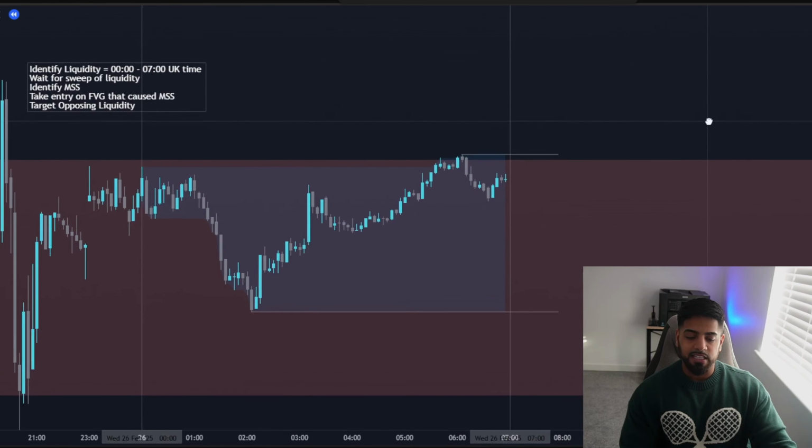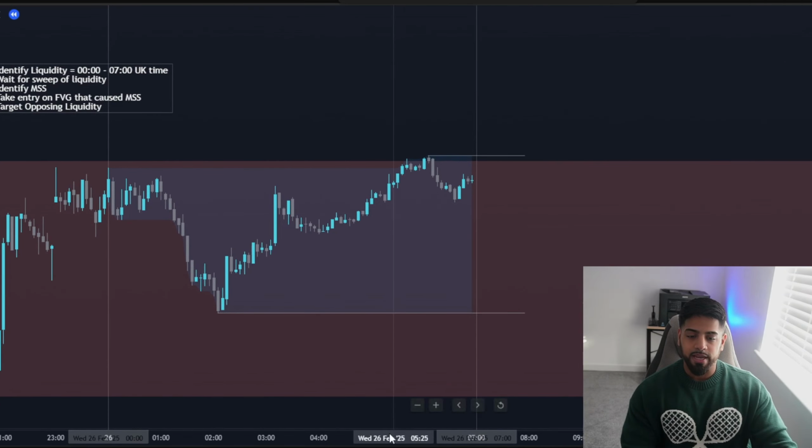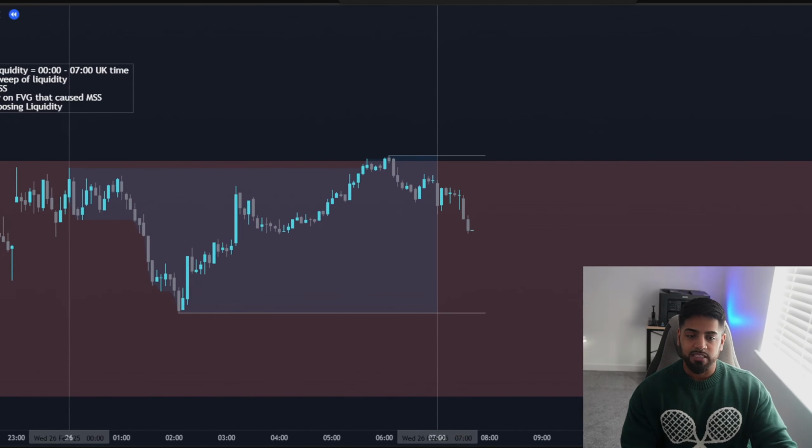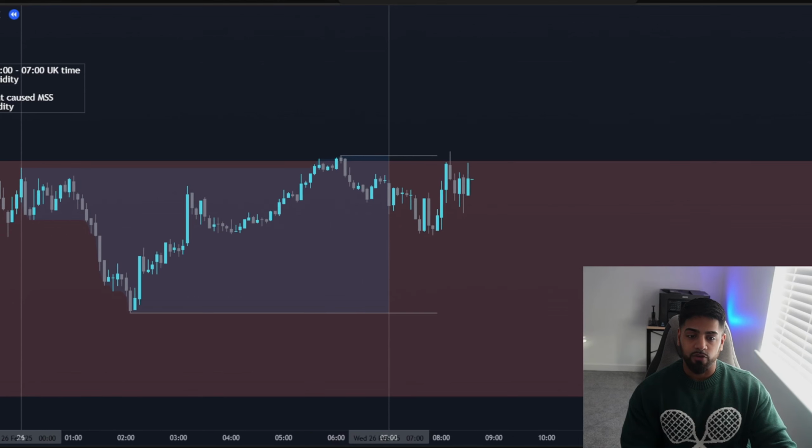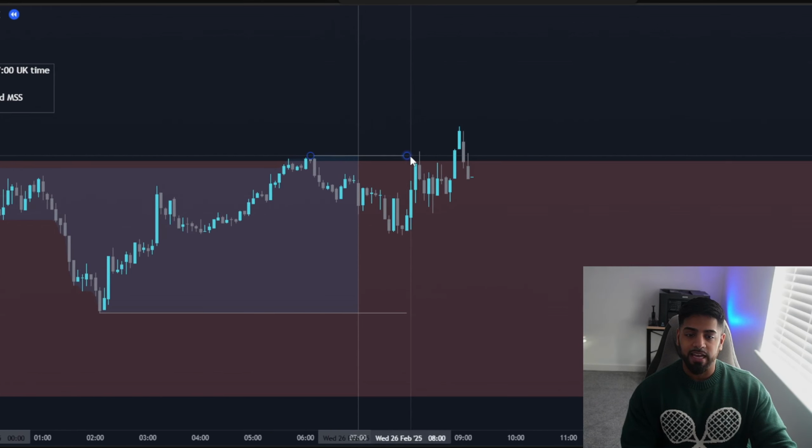Now we've identified our liquidity points, and these are the areas we're waiting for price to sweep. We're not going to do anything until we either see a sweep of that high, or if price trickles all the way to the low and takes out the lows. So we're going to sit on our hands and wait and see what price does. Price then moves around inside of this zone, and then we finally get a sweep of the high right there.